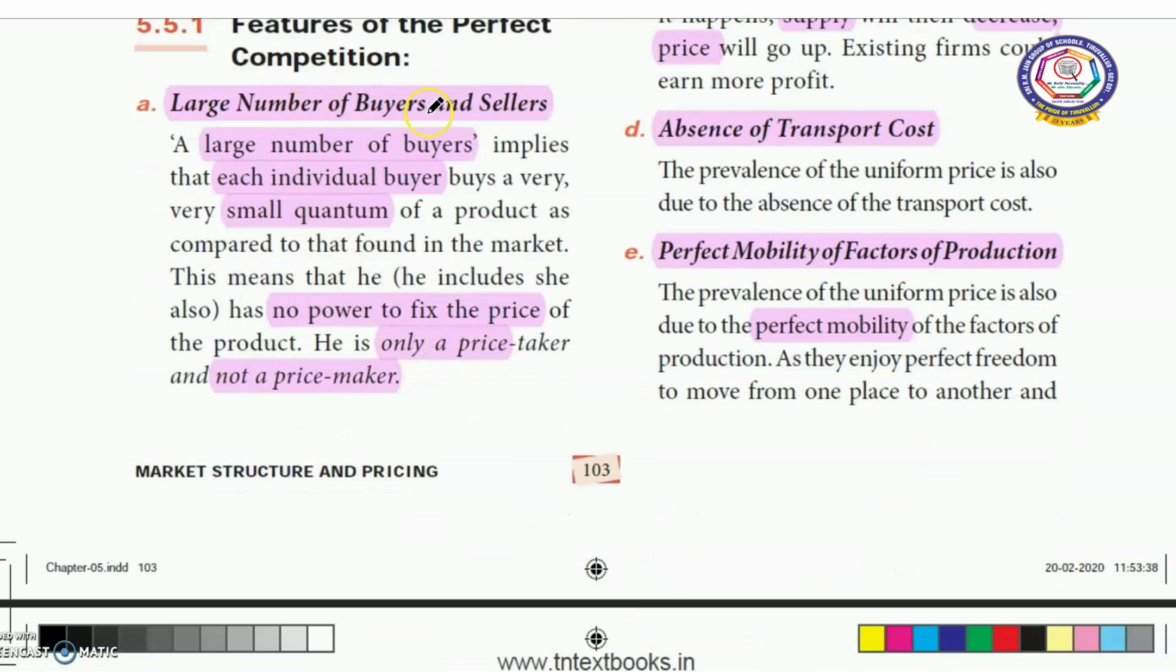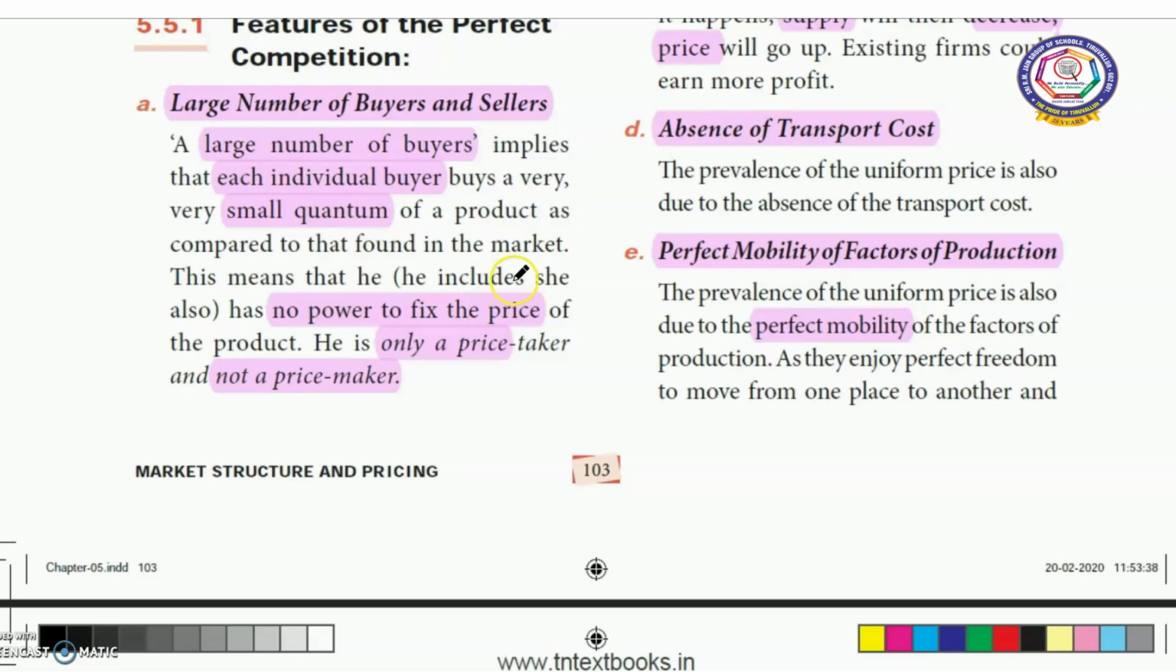Now first, a large number of buyers and sellers. It implies that each individual buyer buys a very small quantum of a product as compared to that found in the market. For example, if you are going to purchase rice, we will be going to the market, isn't it? There we can see more than 1000 bags of rice, but we are not going to purchase all the 1000 bags, only a small quantum.